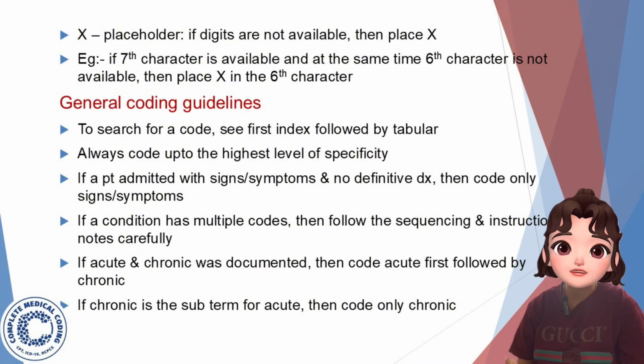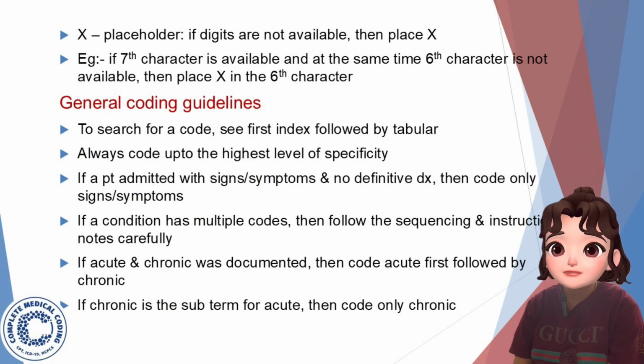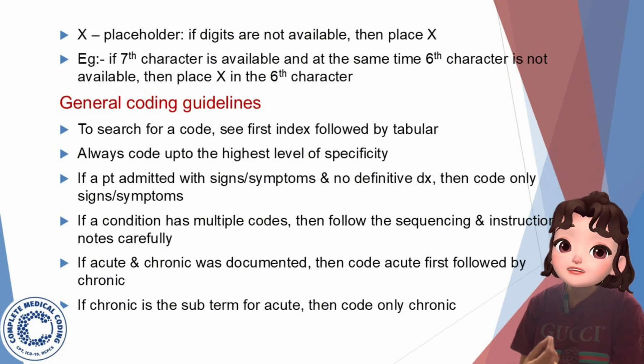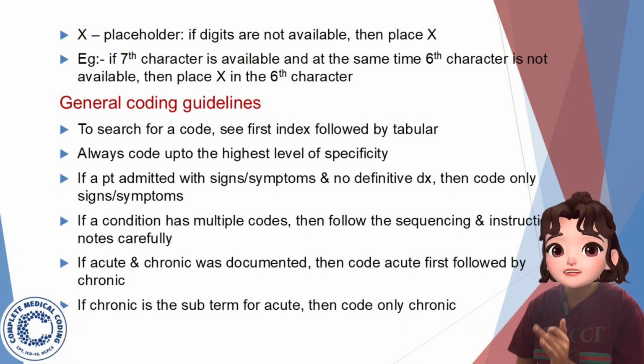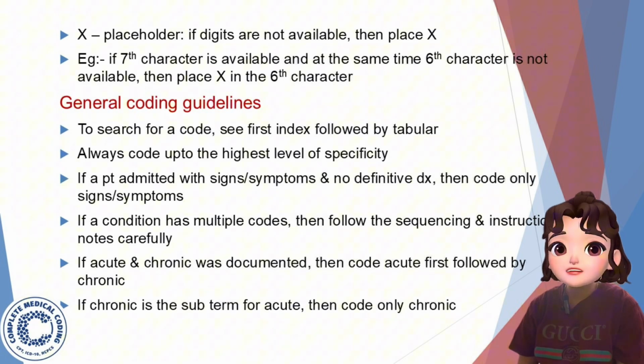If there are instructional notes present, follow them carefully as per the documentation. Now, if acute and chronic are both documented, then always code acute first, followed by chronic. This is for different conditions.